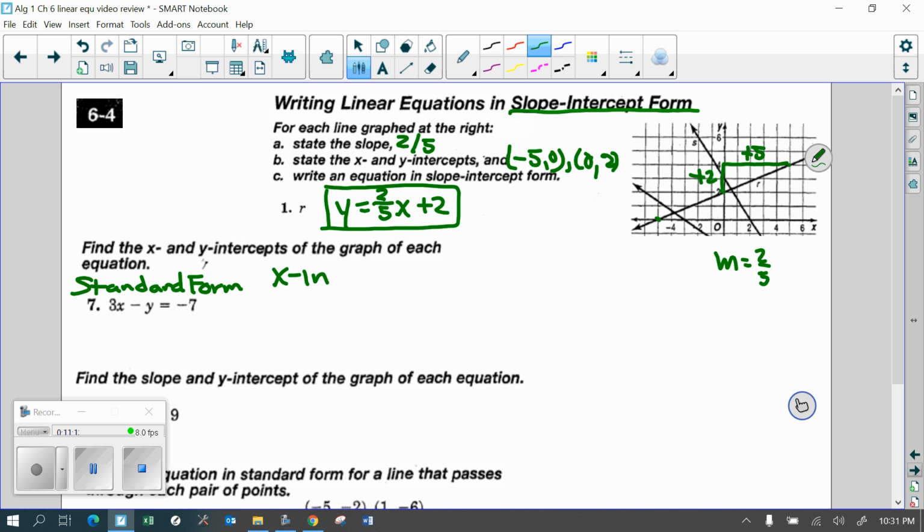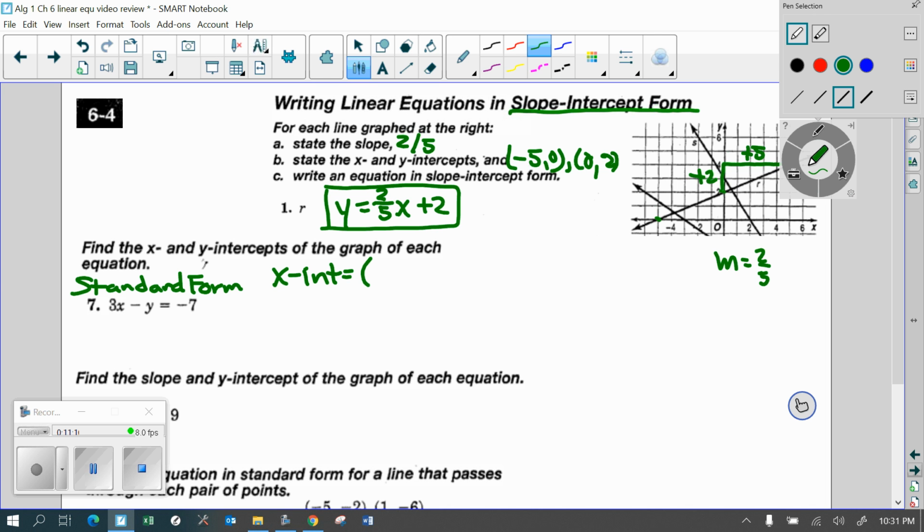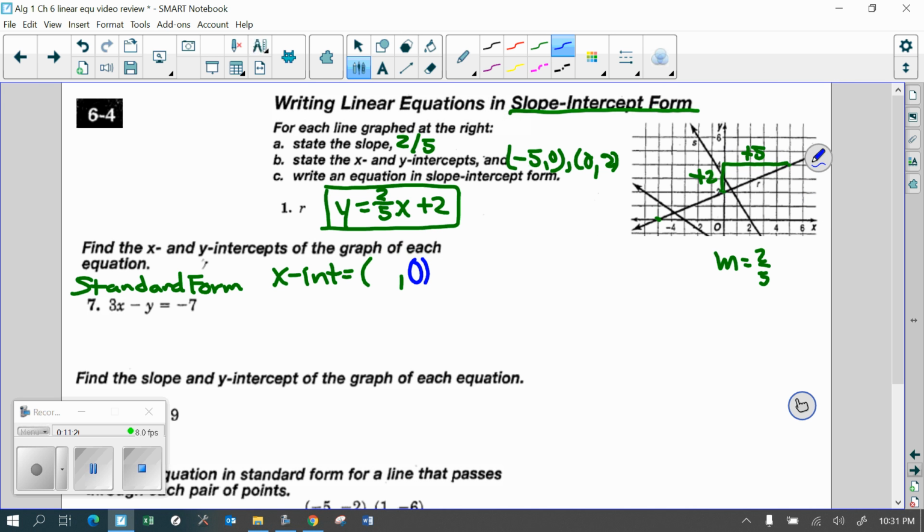X-intercept, y is always 0. So I cover up the y, and I get 3x equals -7, so x is -7/3 when I solve that. And for the y-intercept, x is 0. So if x is 0, you get y equals 7. Okay.